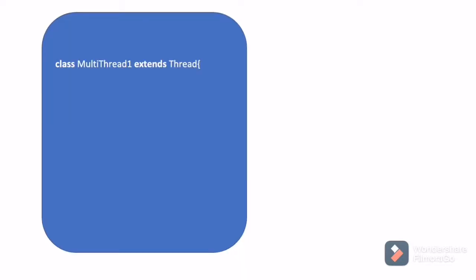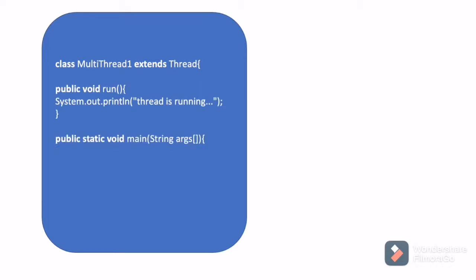First, by extending the Thread class. Here we have created one class that extends Thread, and this class consists of a method called run, then the main method. Inside this method we have created an instance of this class, then t1.start. This start method belongs to the Thread class. Since we have extended our class with Thread, we can access this by using t1.start. This will start the thread and it will internally call the run method.